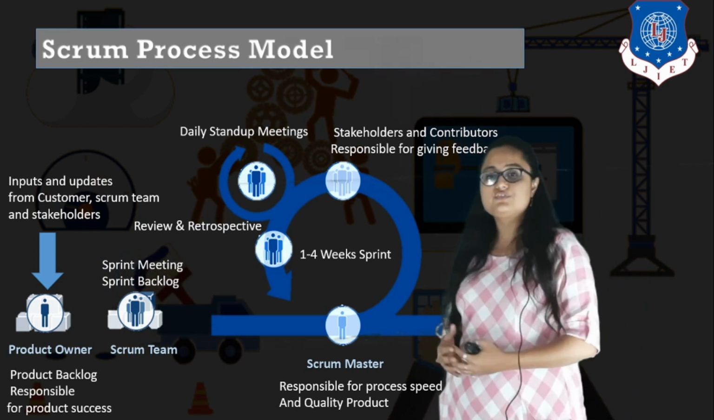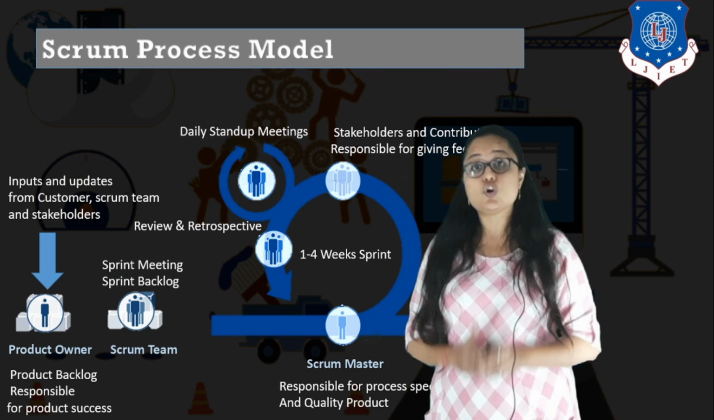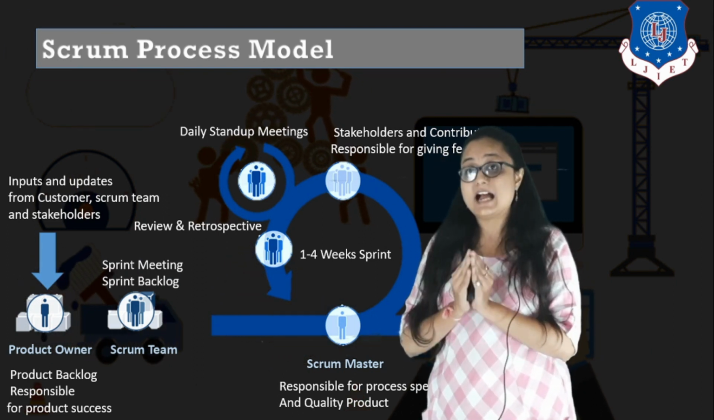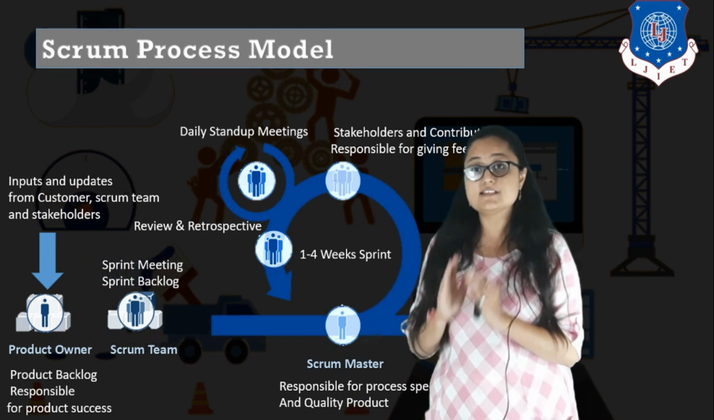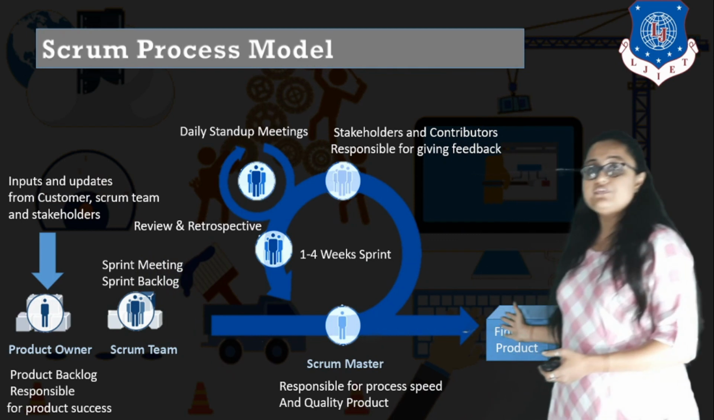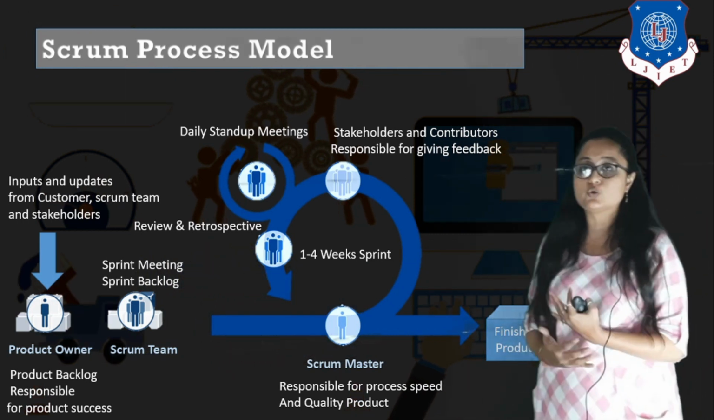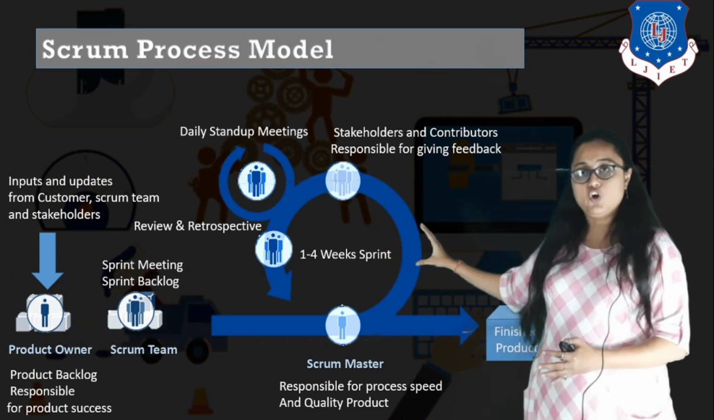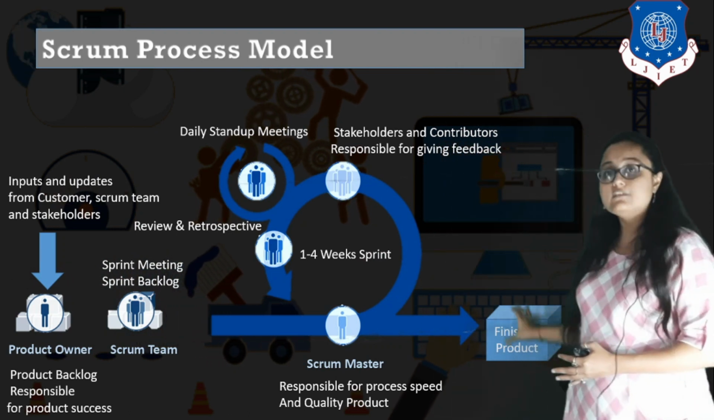As a result, the Scrum Master is responsible for checking that the whole process is done smoothly and that the product the Scrum team is delivering to the customer is a quality product, because the final stage is that you have to deploy the finished product, right? You have to give the output. So whatever functionalities you are developing in this 1 to 4 weeks of sprint time, you have to deliver to the customer.